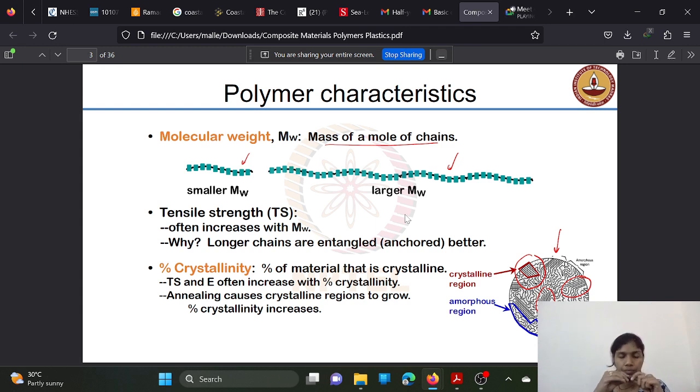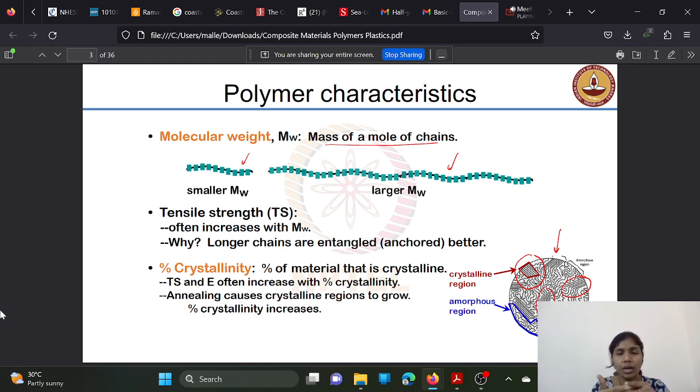for suppose the chains are all interconnected in the shape of a sphere or a round ball, then you can say if you have larger chains, what will happen? The interconnection will be more. See here, the longer chains are entangled or anchored better. So when you have larger chains, they are entangled or anchored better, right? This is a simple logic.